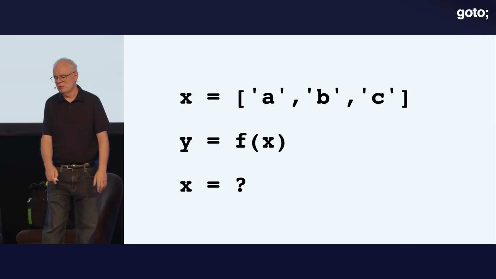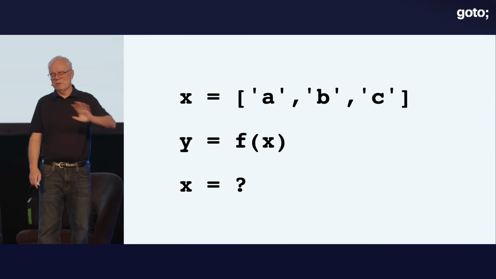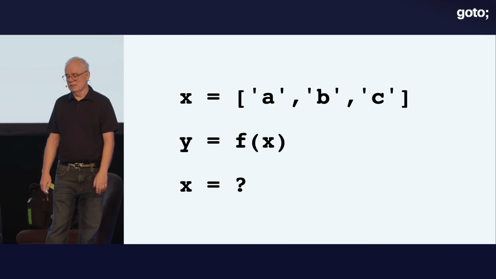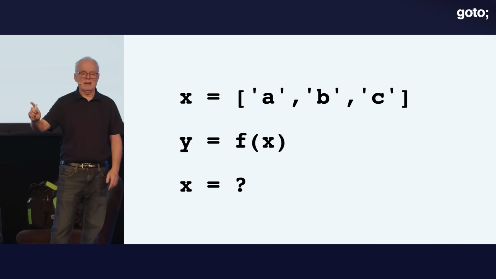People call them pure functions. So we have this pure function x, and we compute y. And for our purposes, we don't really care what y is. The question is, when we're done with this function, what is x?